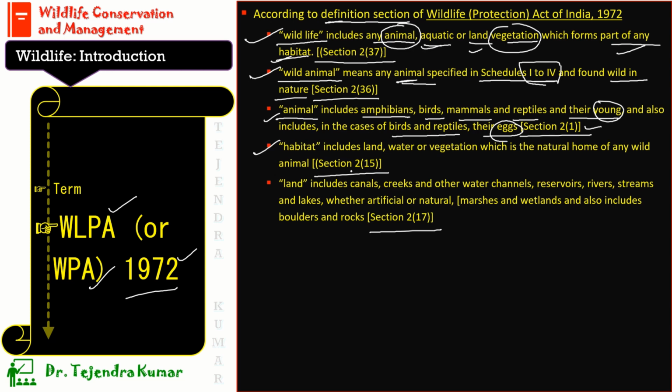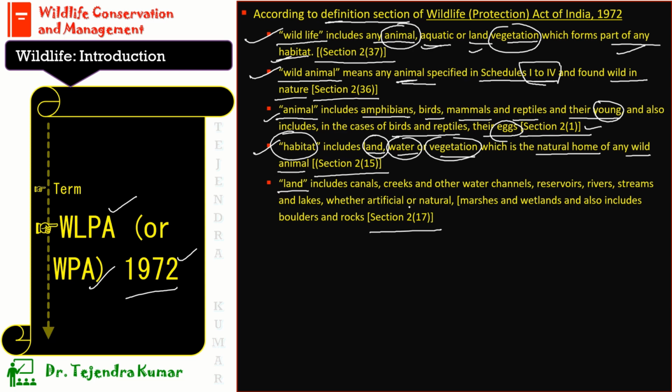Next, habitat. Habitat includes land, water, or vegetation which is the natural home of any wild animal. So if any wild animal is there, and its home, that is the land, water or vegetation, then they all will be considered habitat. Vegetation will also be considered habitat, because it is in their particular natural home.